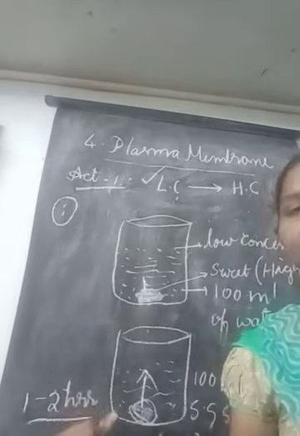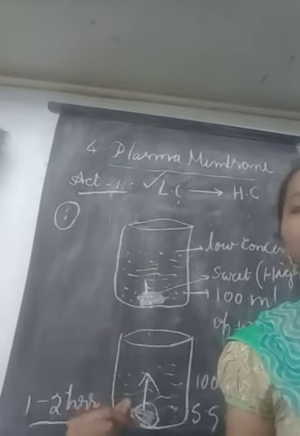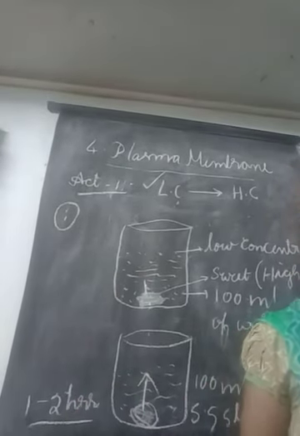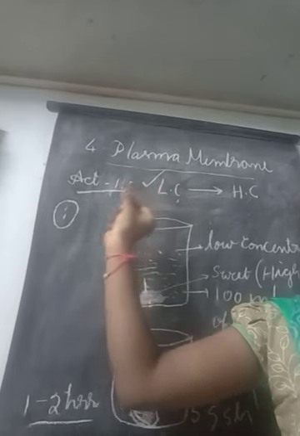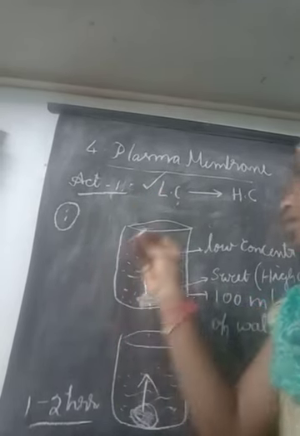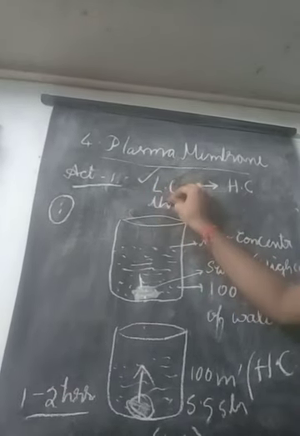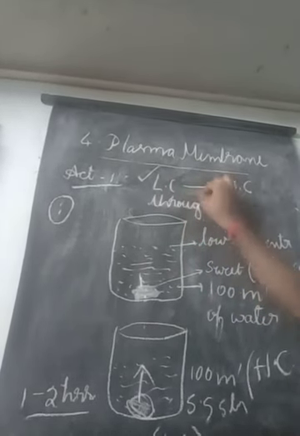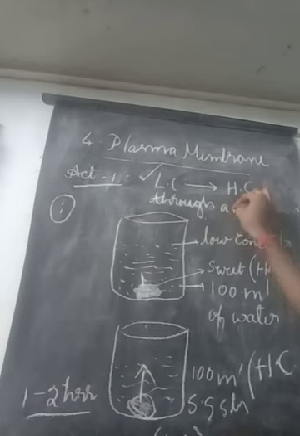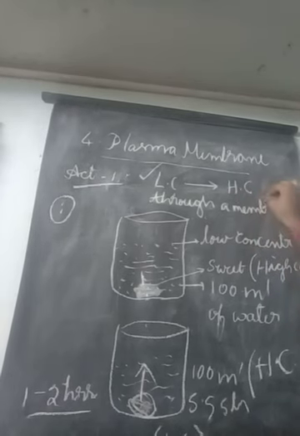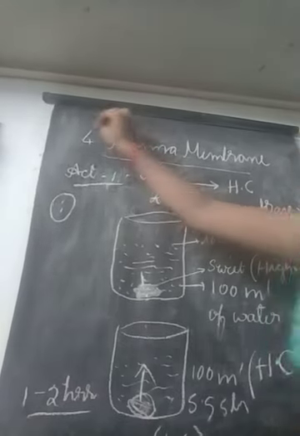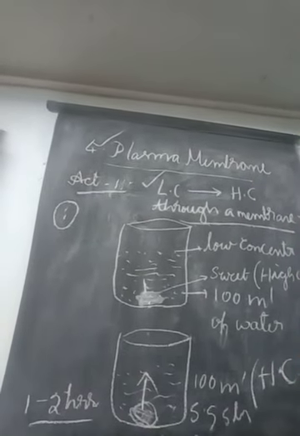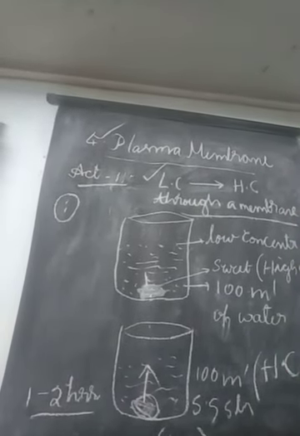So in both the cases, the only one property we have learned is that water always moves from low concentration to high concentration through a membrane. Which membrane is supporting this entry and exit? What is that membrane name? Plasma membrane. Is it clear?